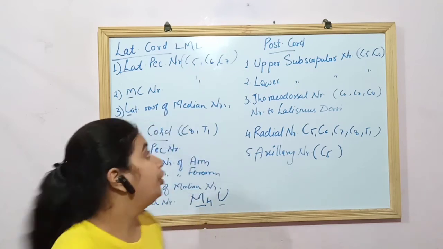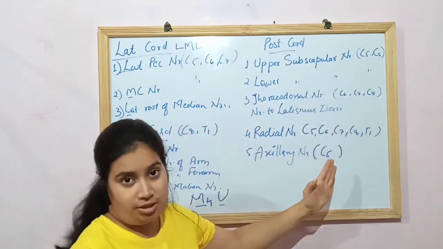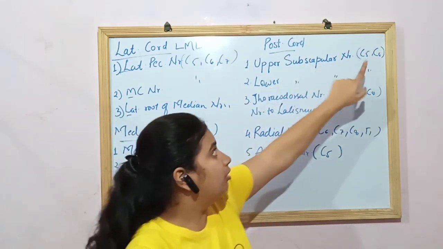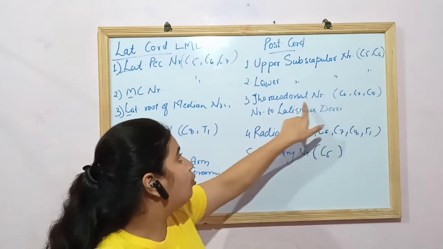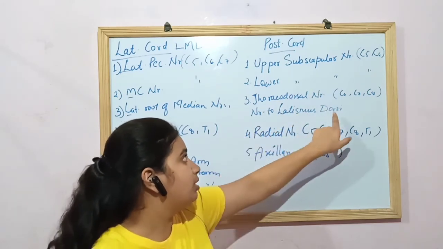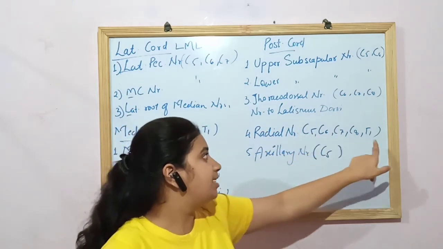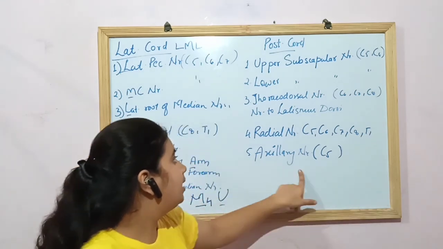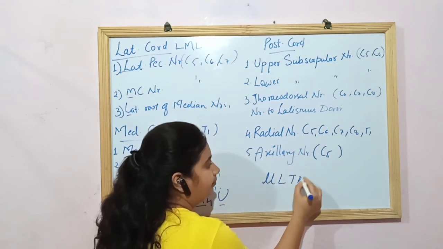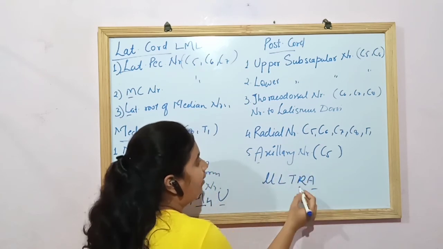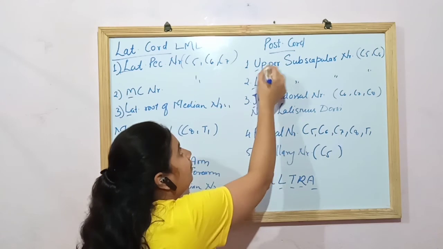Next is the posterior cord. It gives rise to five branches and they have different nerve roots. Upper subscapular nerve C5, C6. Lower subscapular nerve also has C5 and C6. Thoracodorsal nerve, which is also called the nerve to latissimus dorsi, has C6, C7, C8. Radial nerve C5, C6, C7, C8 and T1. And the axillary nerve has C5. To remember this, there is a formula ULTRA: A for axillary, R for radial, T for thoracodorsal, L for lower subscapular, U for upper subscapular.